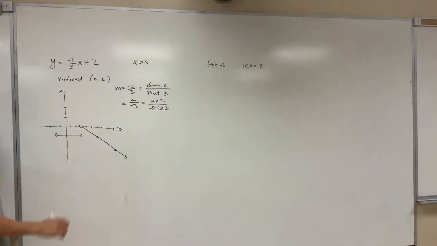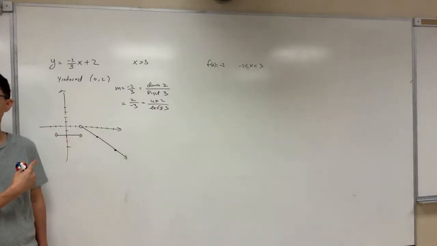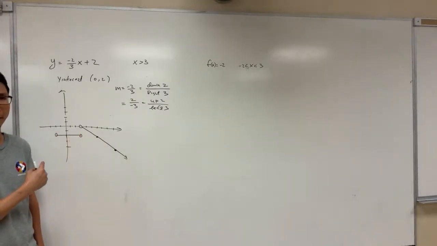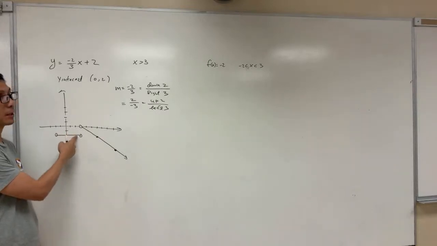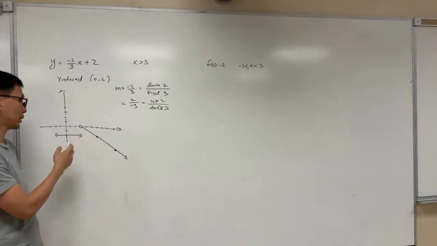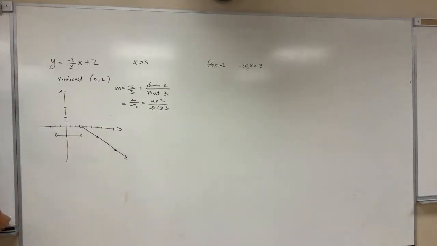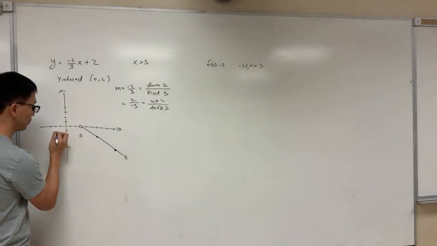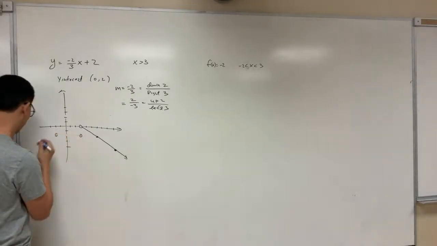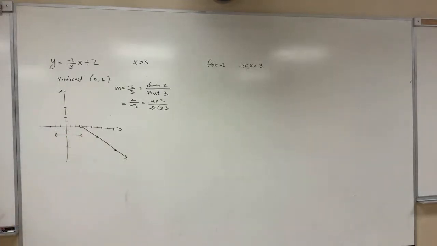Does that make sense? Is this a hard one to graph? No. It's probably the easiest one, right? But it's between -2 and 3. We did that. Are we okay here? We're going to do this in blue.